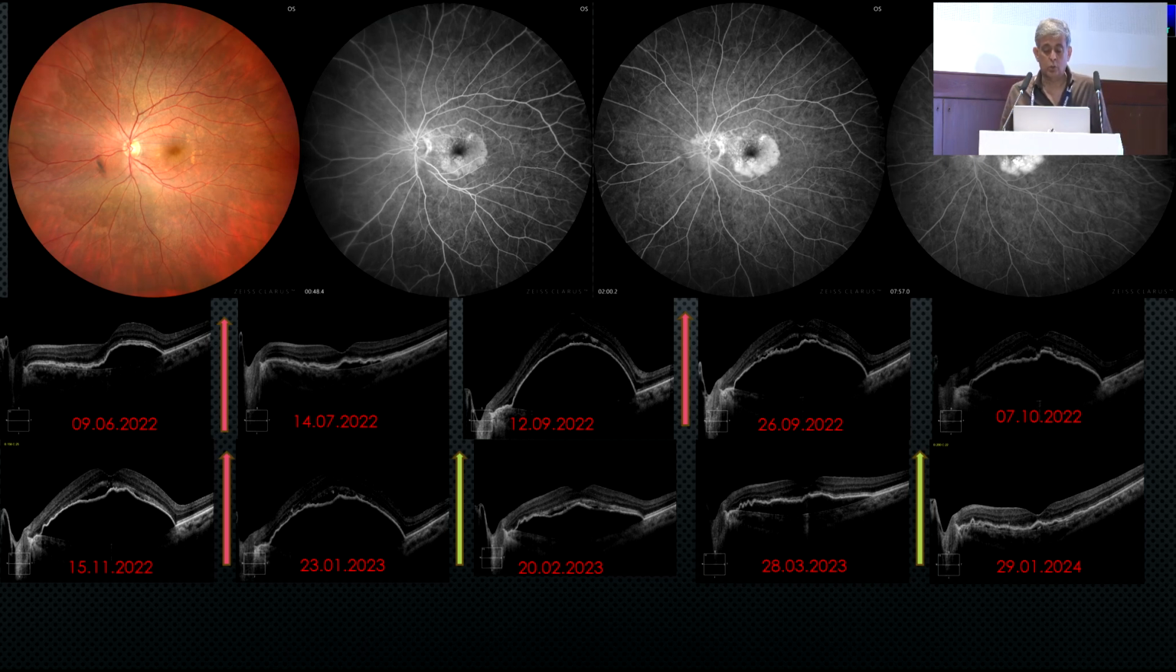This is a patient who has shown an improvement. The green ones show you after we've injected her with Pagenax, and the initial injections were all with Eylea.